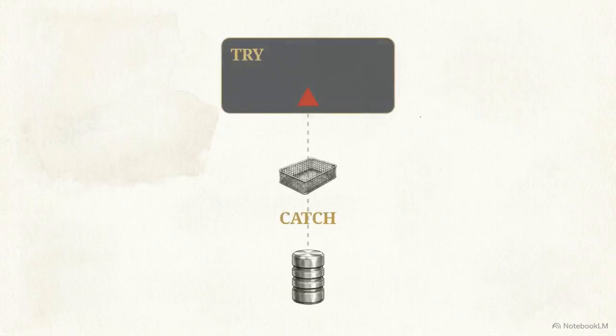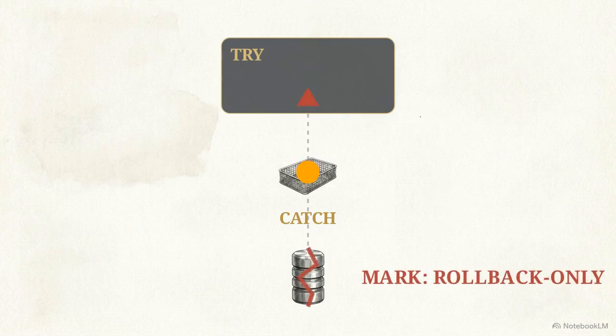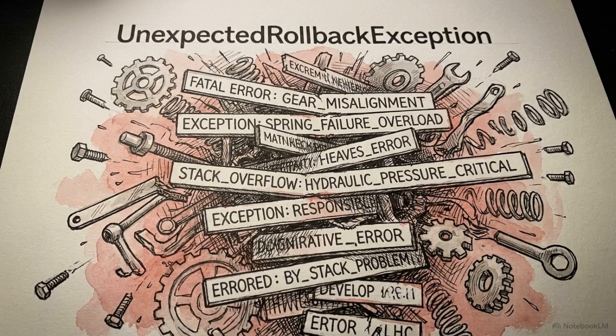The code executes as written. The try block attempts the operation, an exception occurs, and the catch block handles it. But despite the successful catch, the database transaction irreversibly dies. The logs report an unexpected rollback exception. The framework indicates the transaction has silently rolled back, even though the Java code appeared to recover.